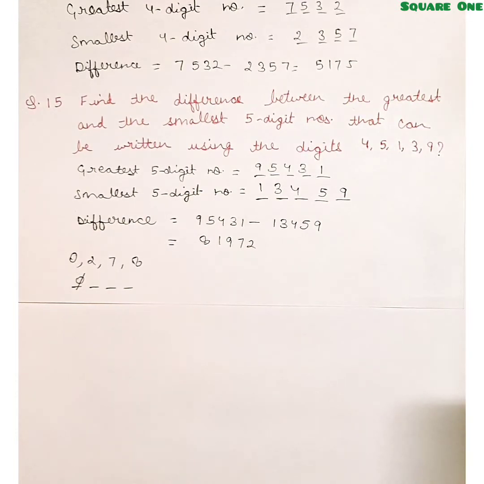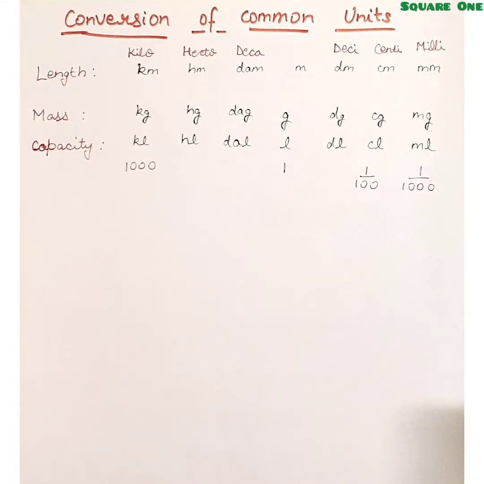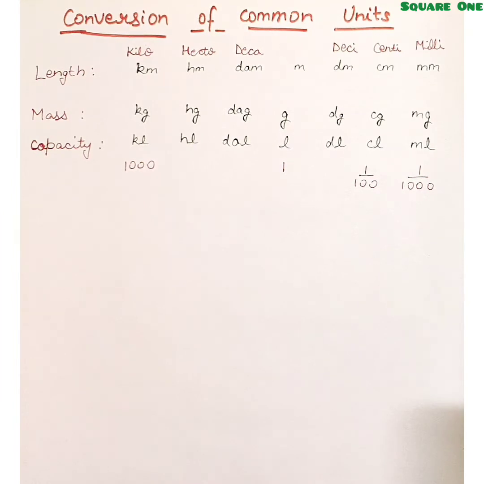Okay, suppose they ask you to form the smallest 4-digit number using these digits, but the number will never start from 0. It will start from 2. Okay, the smallest digit that can be used for the first place, for the first digit, it will be 2 and not 0. Now the first topic that we are going to study today is conversion of common units.